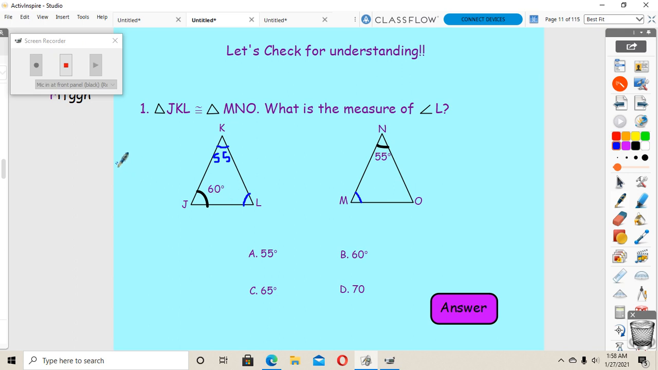We're supposed to add up 55 plus 60, and subtract from 180, because the sum of the interior angles of a triangle is 180 degrees. When we add them, 55 plus 60 is 115. Then 180 minus 115 gives us 65. See, option 65 is over there.